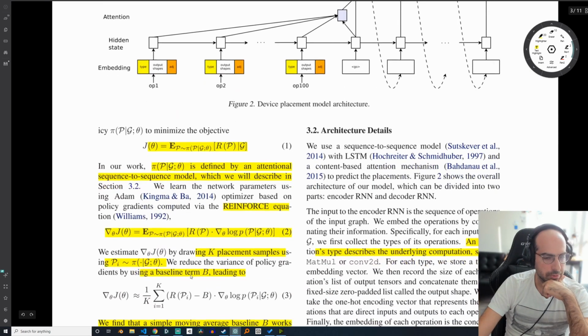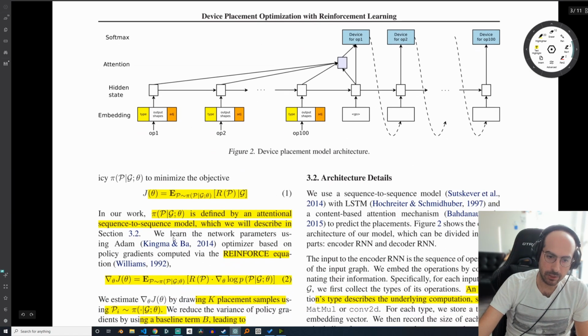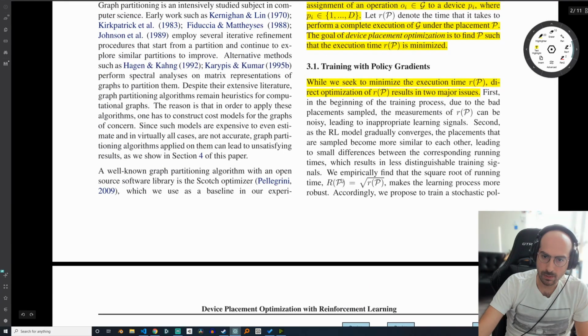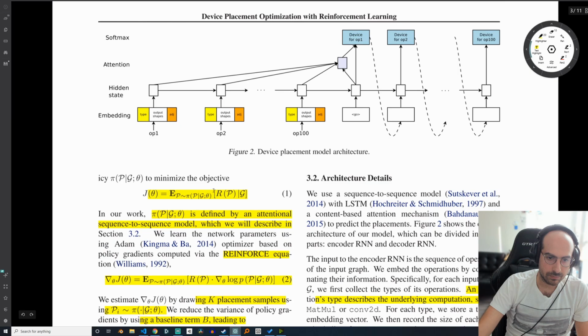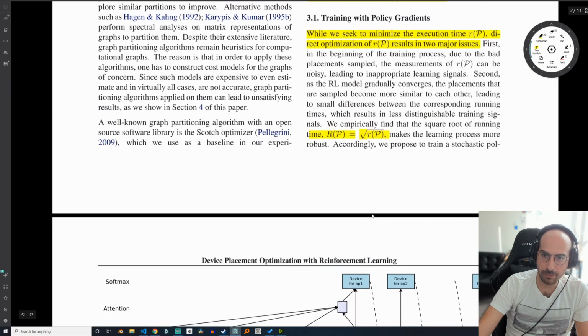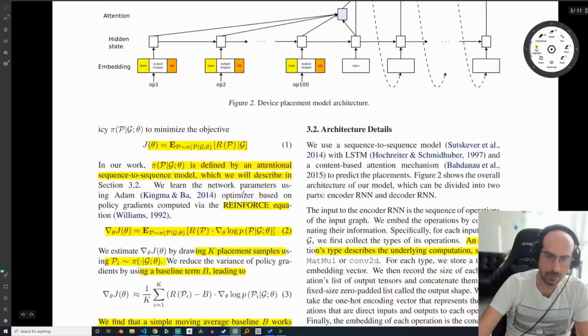But wait, why do you need reinforcement learning? Because let's say you try k placements, and then for each one you compute the amount of time it takes, and then you pick the best one. And see, minimize the objective, R_p. So what was R_p again? Okay, sure. They pick the square root of the running time instead. Whatever. So running time given the placement G, right? G is the placement.